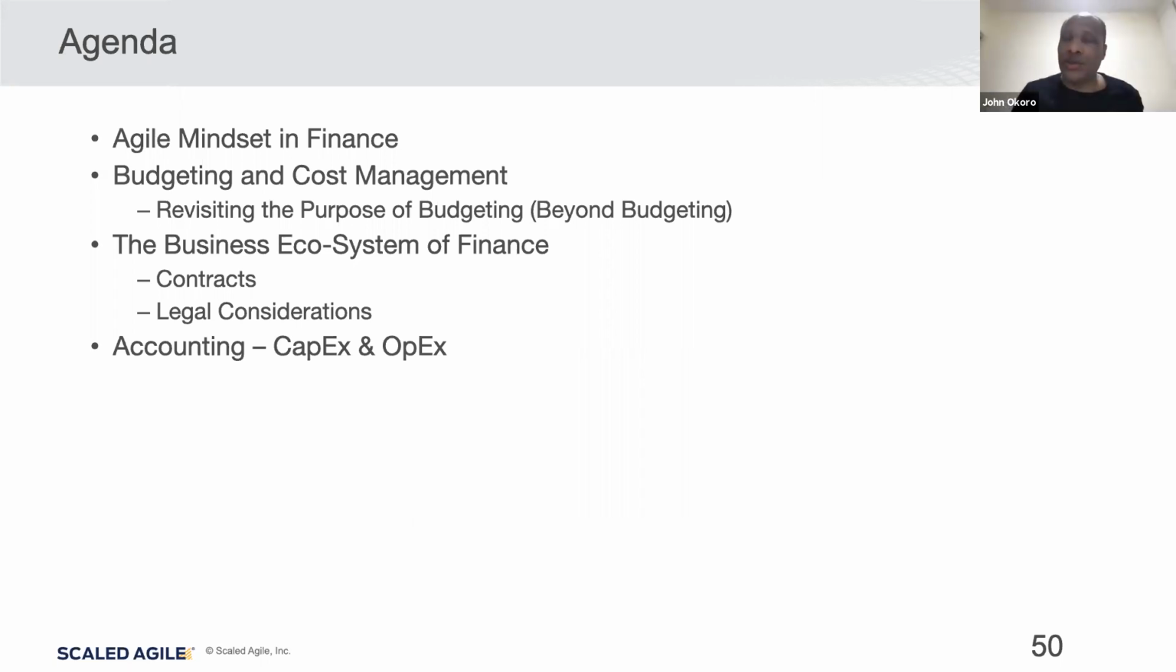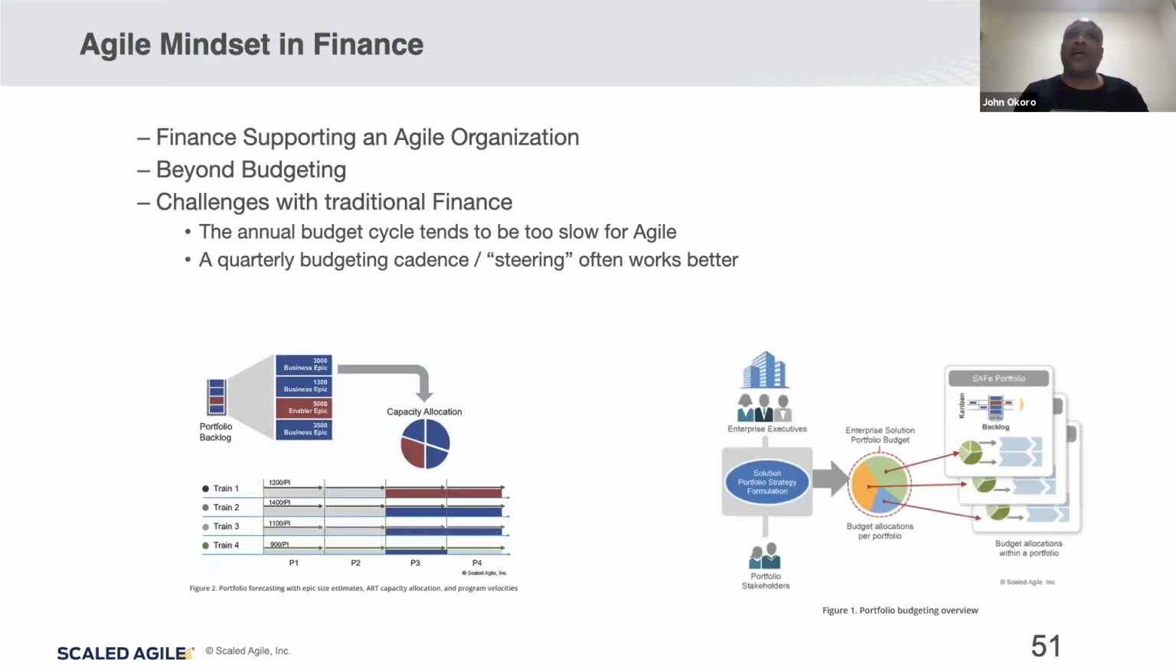We're going to go through and cover some of these topics, right? So we've already covered from SAFe how we do the allocation across release trains. You guys have already seen that. And some challenges in traditional finance: the annual budget cycle can be too slow. Quarterly steering is often better, or even twice yearly, as Stephen talked about, could be good, right?